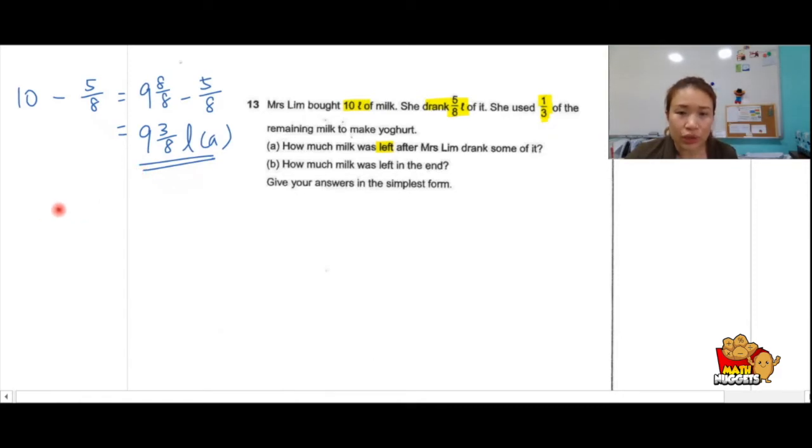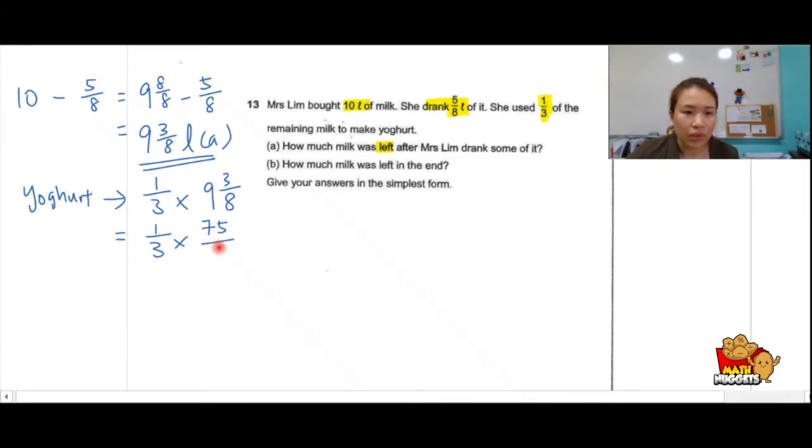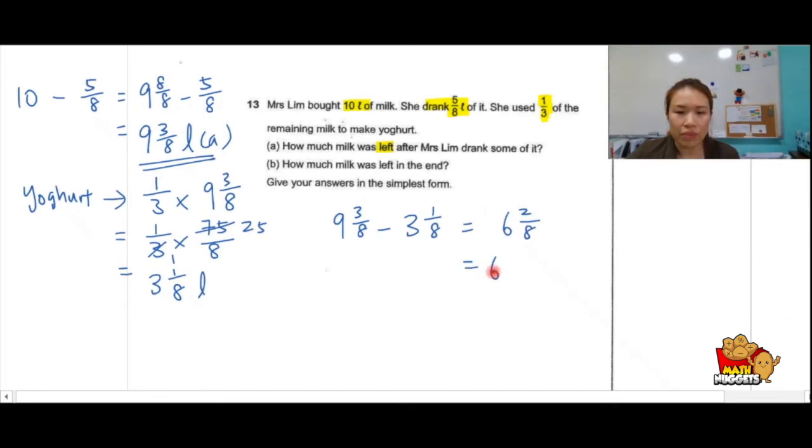Part B, how much milk was left in the end? Now she used 1/3 of the remaining milk to make yogurt. So let's find out how much milk she used to make the yogurt, okay? 1/3 of the remaining milk, that is 1/3 times the remaining milk. So I'm just gonna do working for this because I really dislike doing fractions on the calculator. It's so troublesome. Okay, so then we have 25 divided by 8, which gives me 3 wholes and 1 out of 8. This was the amount that she used to make the yogurt. So from the remainder, 9 and 3/8, I take away what she used for the yogurt. I will have the amount left in the end, which is 6 and 2/8, and we simplify 6 and 1/4 liters. That's the answer for B.